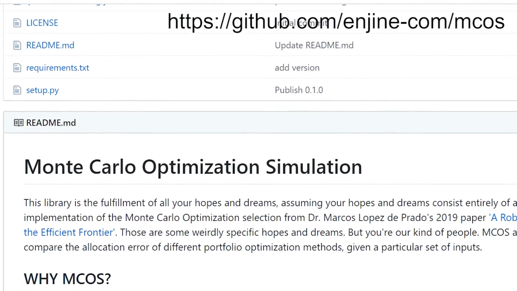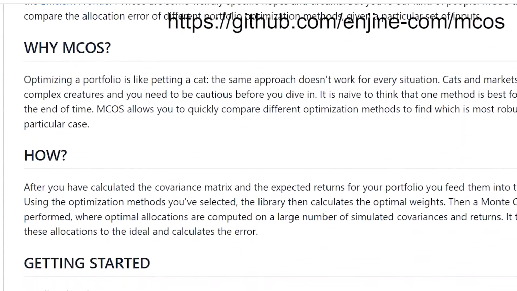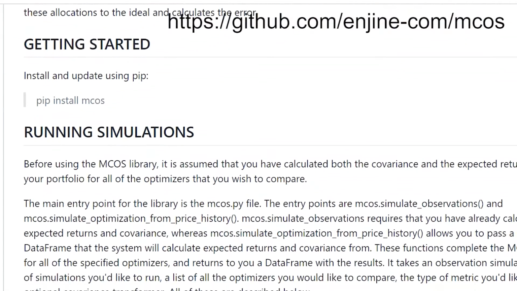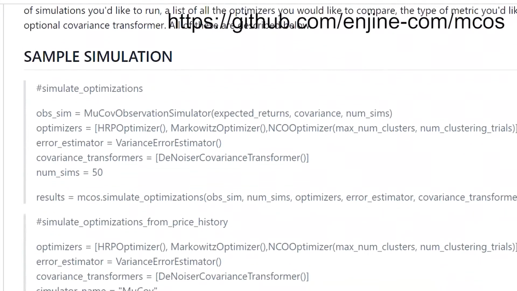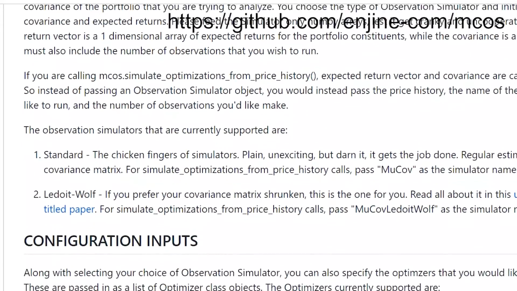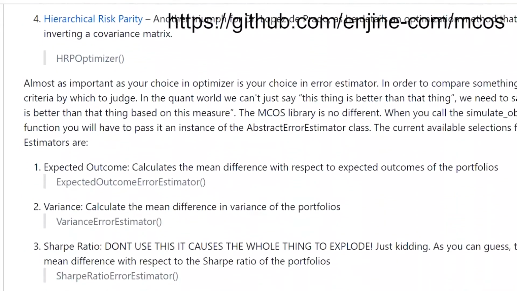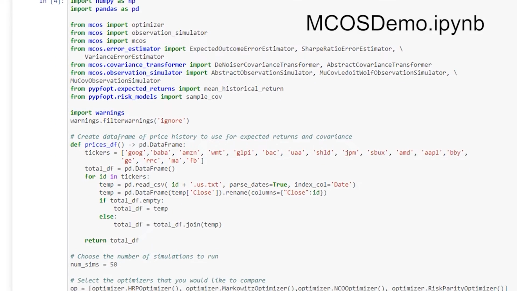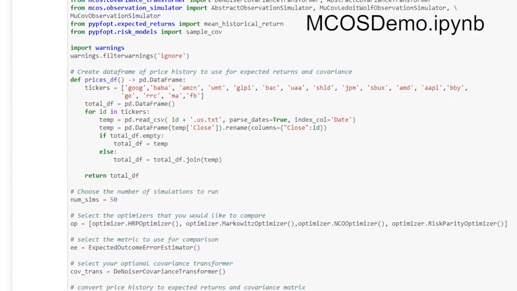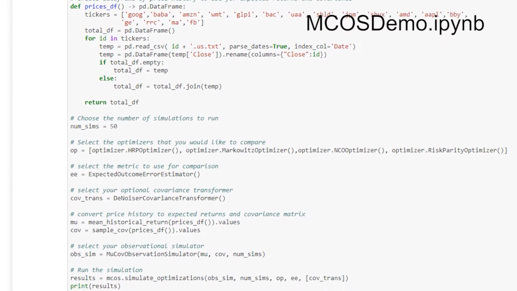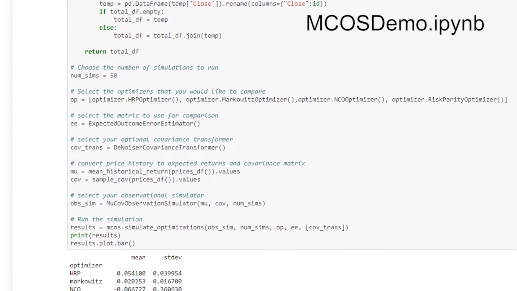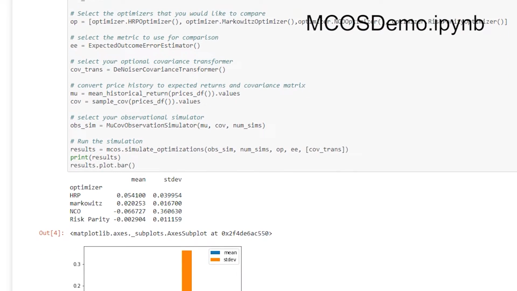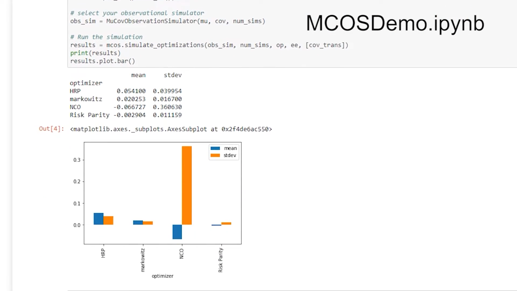This Monte Carlo optimization simulator is based on a 2019 paper by the aforementioned Dr. Lopez de Prada, and it allows you to kick the tires on a bunch of different optimization methods at once to see which one is right for you. The basic idea is that optimal allocations are computed for a set of optimizers based on the known covariance and expected returns of your portfolio. The system then creates a large number of realistic simulated expected returns and covariances from the originals. Allocations are then computed for these simulations, giving us a lot of data to work with. By comparing our simulation results to the true optimal allocations, we can determine the average performance decay in terms of expected outcomes, mean difference in variance, or the mean difference in Sharpe ratios.